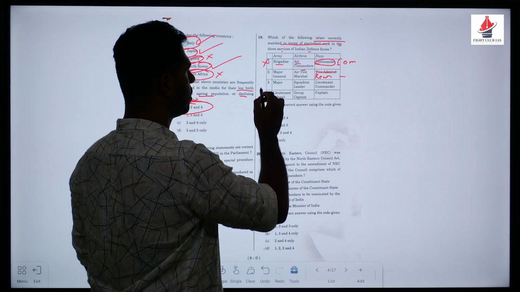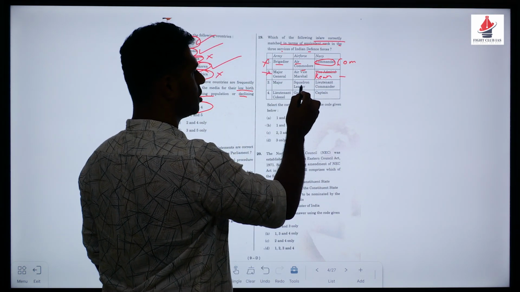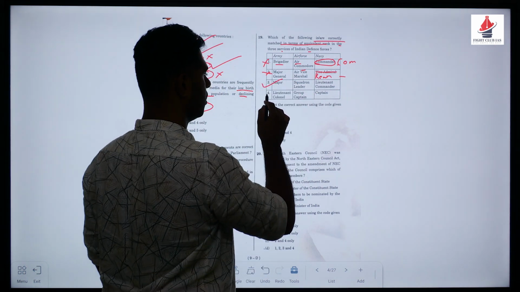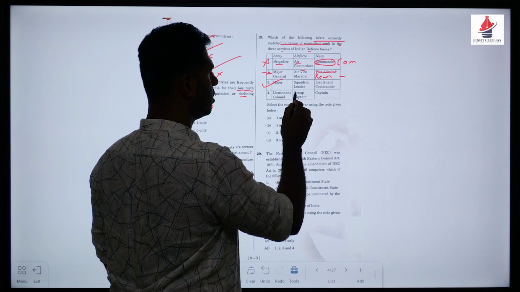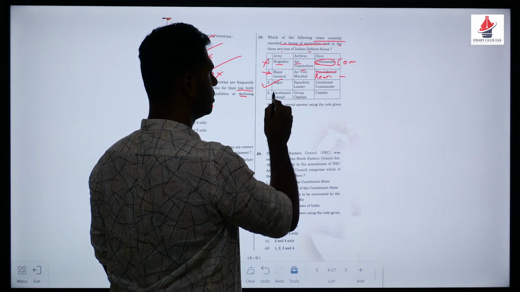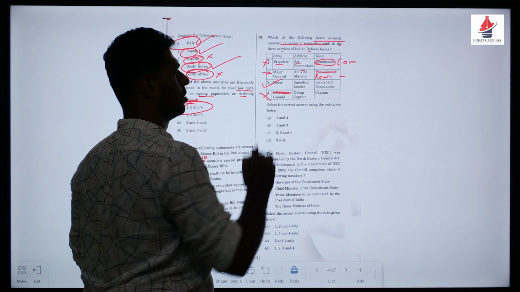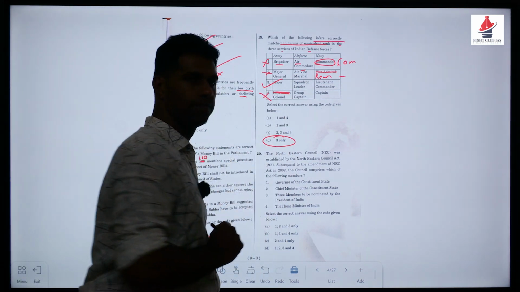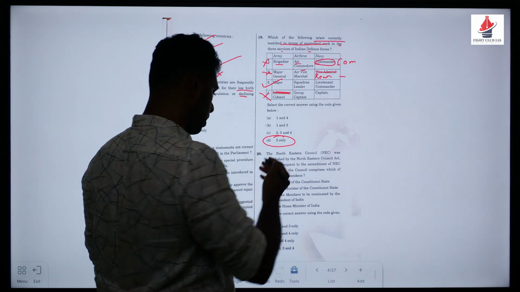Right? Moving on, third one, Major, Squadron Leader, Lieutenant Commander. This is correct. Moving to the fourth, Lieutenant Colonel, Group Captain, Captain. Wrong. It is Colonel, not Lieutenant Colonel. Right? So the answer is 3 only. Clear? Moving to the next one.